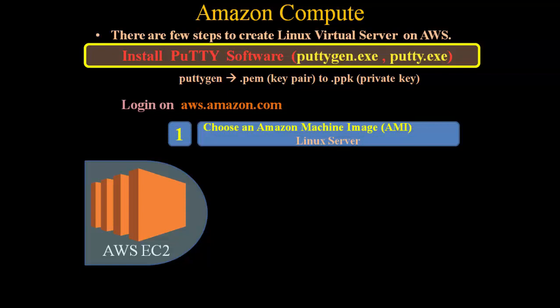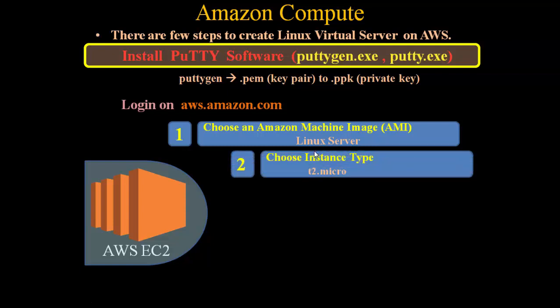Step number 1, choose an Amazon machine image, that is AMI, and here we are going to launch a Linux server. So you can choose any Linux server which is eligible for the free tier. Step number 2, choose instance type. Here we have only one option, that is t2.micro. Only this one option is eligible for the free tier account, so you just select it.